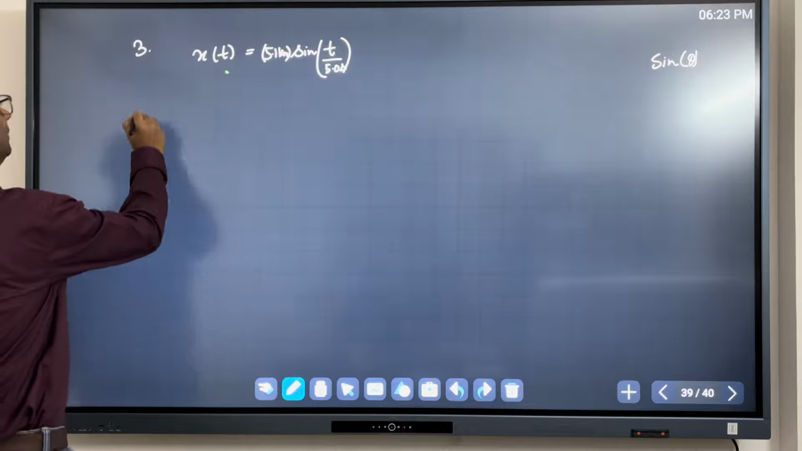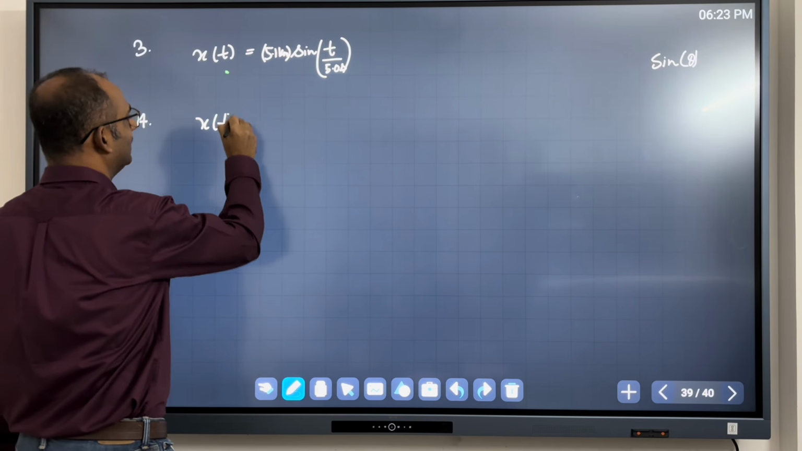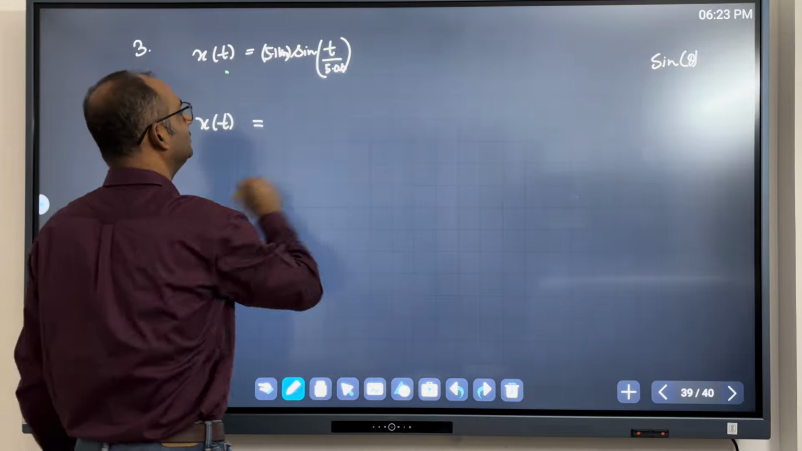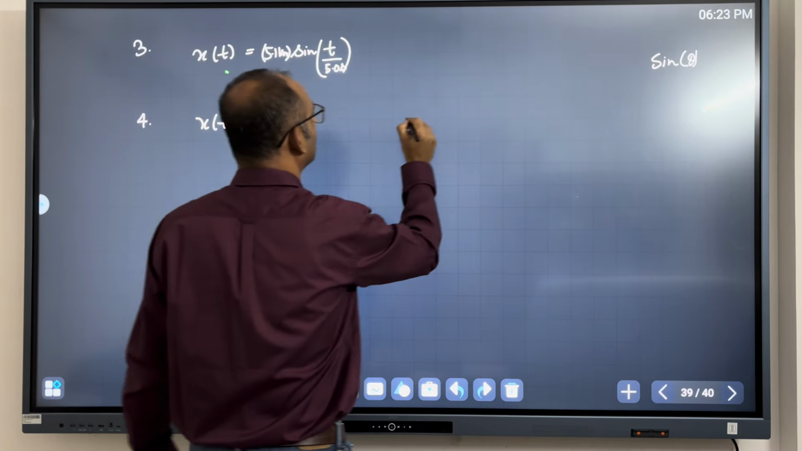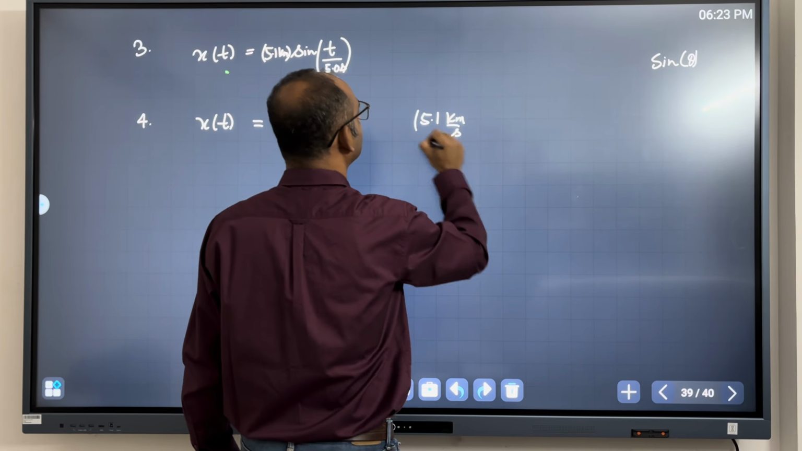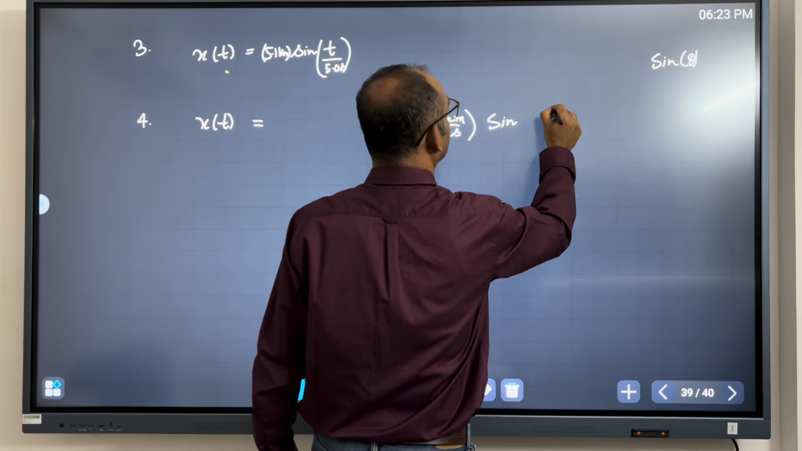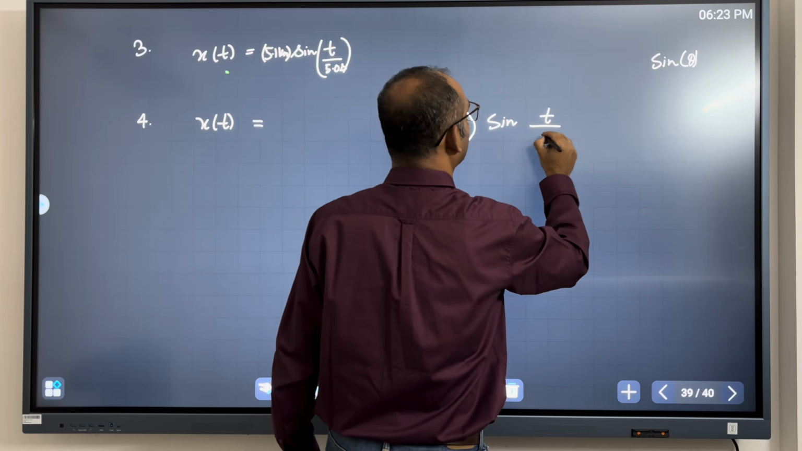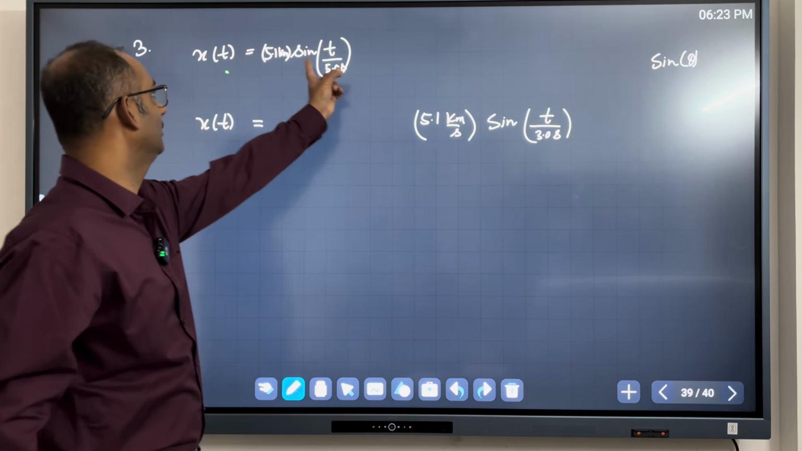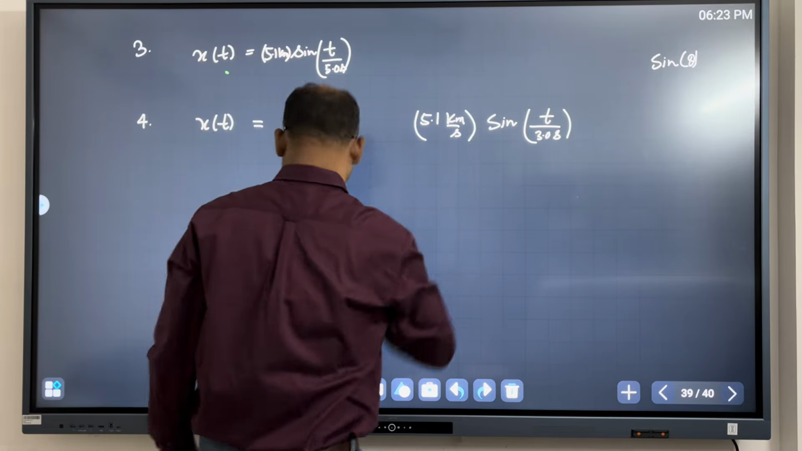Okay, one more example. You could have an object, so I want an object to move like this. 5.1 kilometers per second times sine of t over 3.0 seconds. Okay, that looks good. That's something like what I have here. Sorry, I have put kilometer. That's wrong.